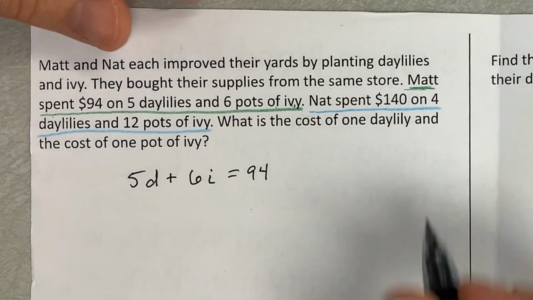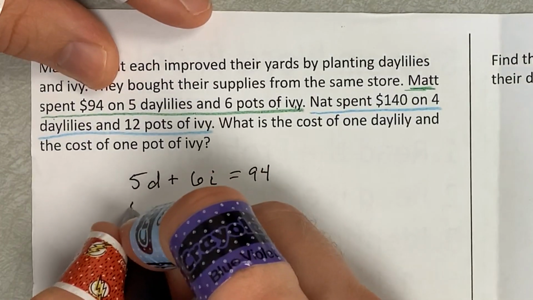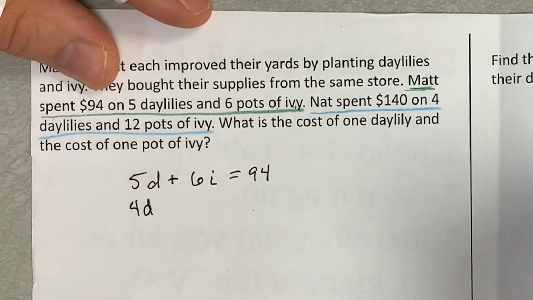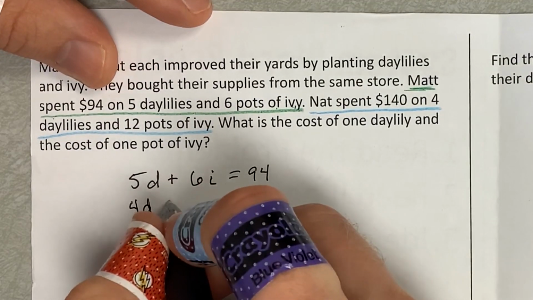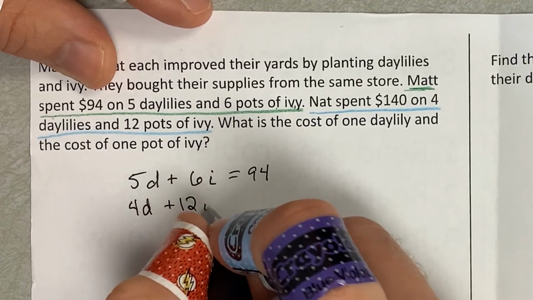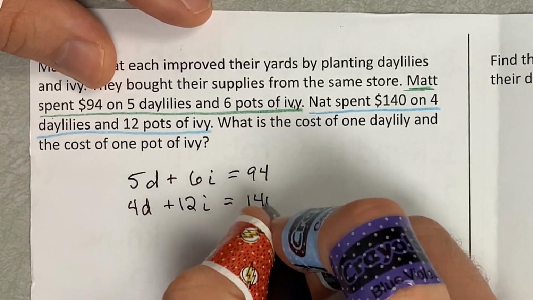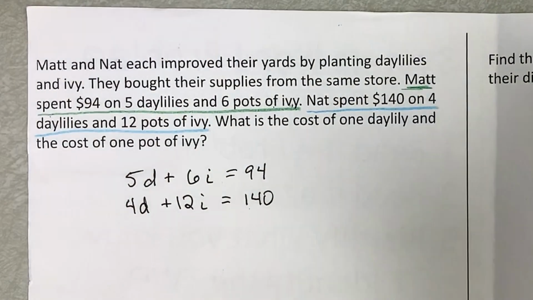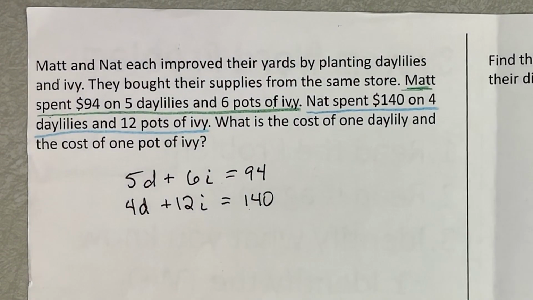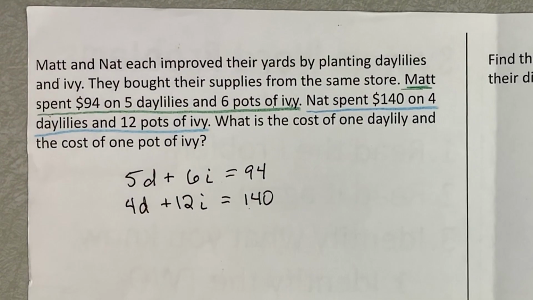Now for Nat. He bought 4 daylilies at an unknown price, 12 pots of ivy at an unknown price, and he spent a total of $140. And that's it. That's all this video is going to do. We're going to show you guys how to walk through these situations.